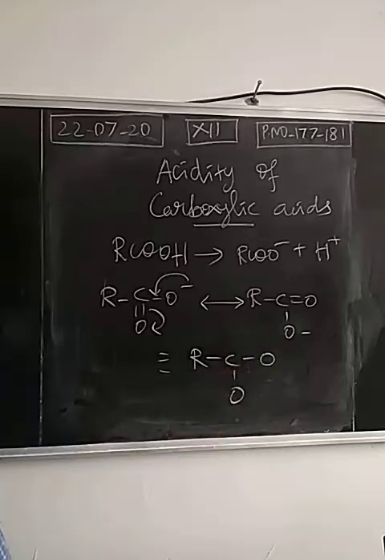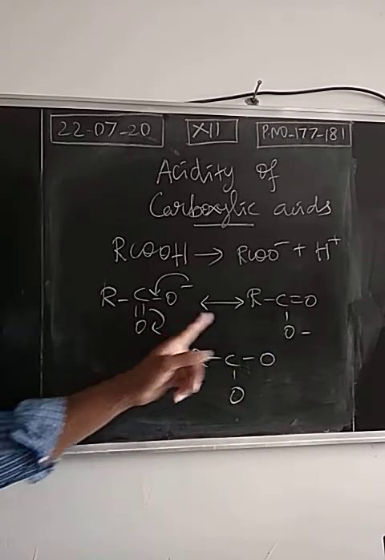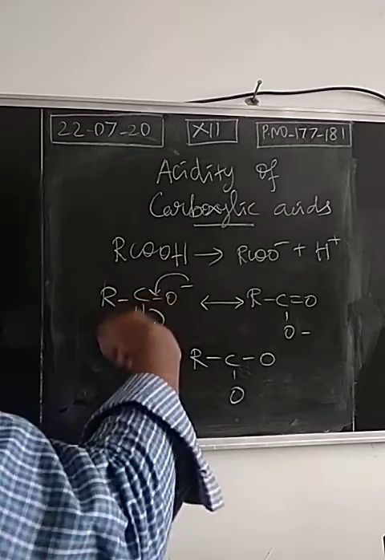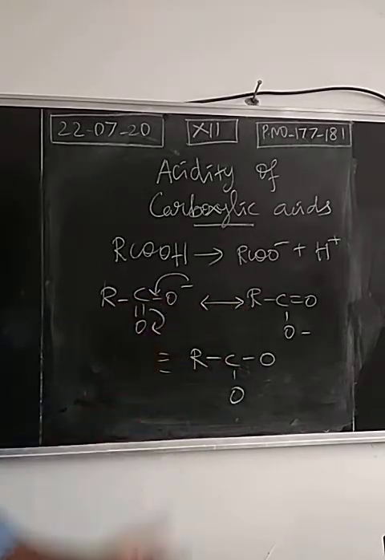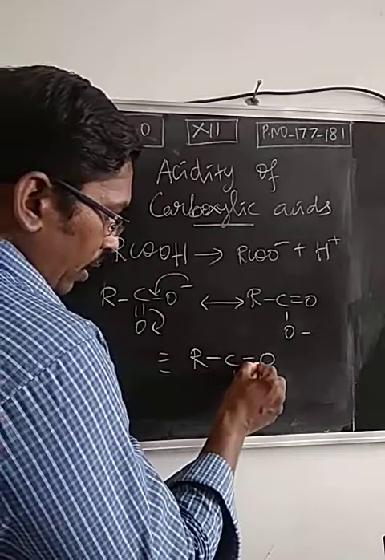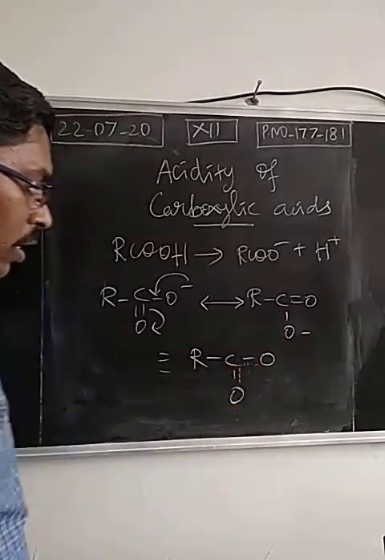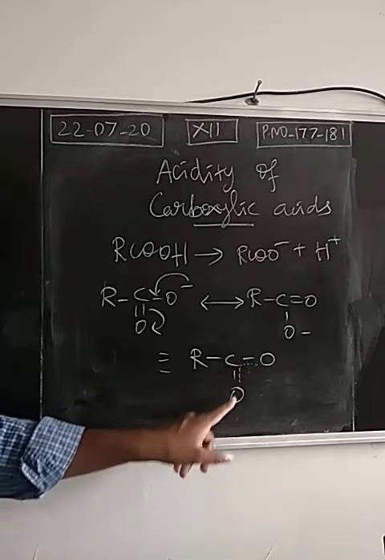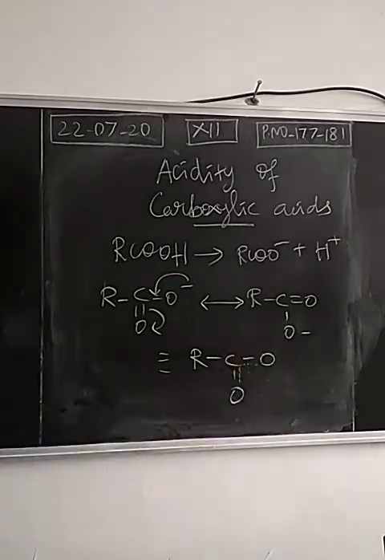So this structure is mainly due to delocalization of pi electrons. The shifting of pi electrons is making more than one structure for this carboxylate ion. So the pi electron is spread over all three atoms, the carbon and two oxygen atoms. Okay? So this is called a resonance hybrid structure.